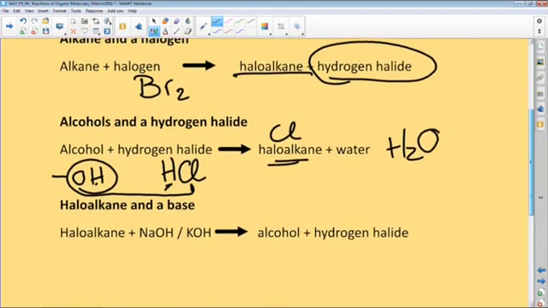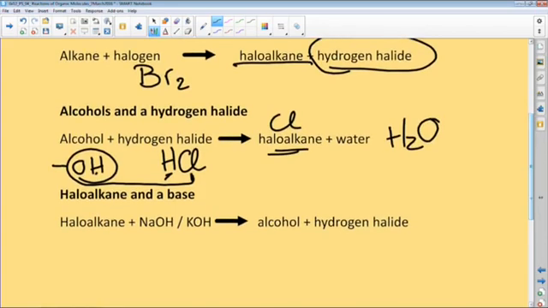Haloalkane and a base. Now, please be careful here. There's an important condition here. Number 1, this must be a dilute, strong base. Very, very important, and this is what we call a moderate or a mild heat. You can't just say heat.